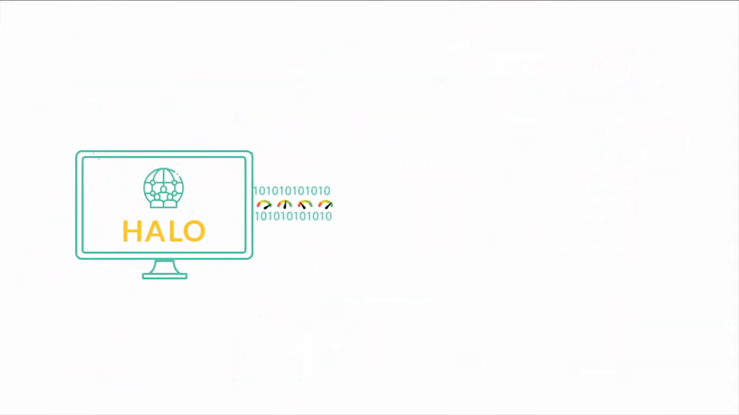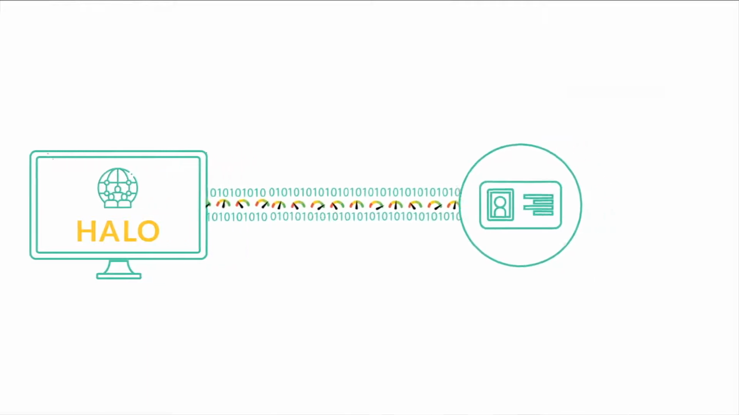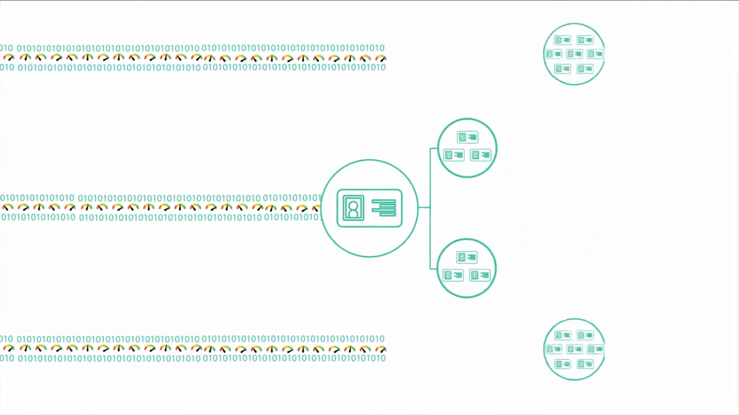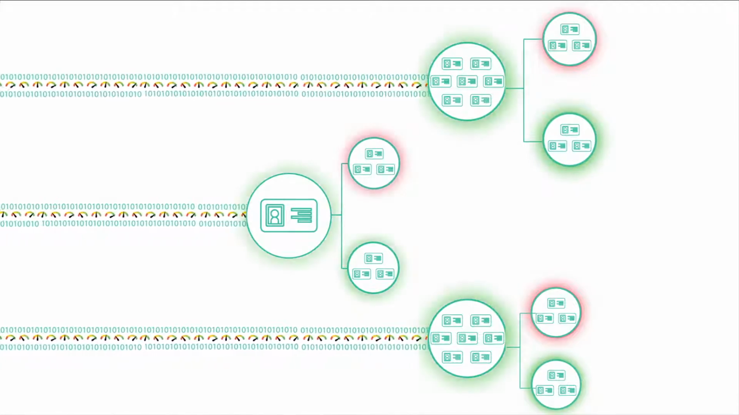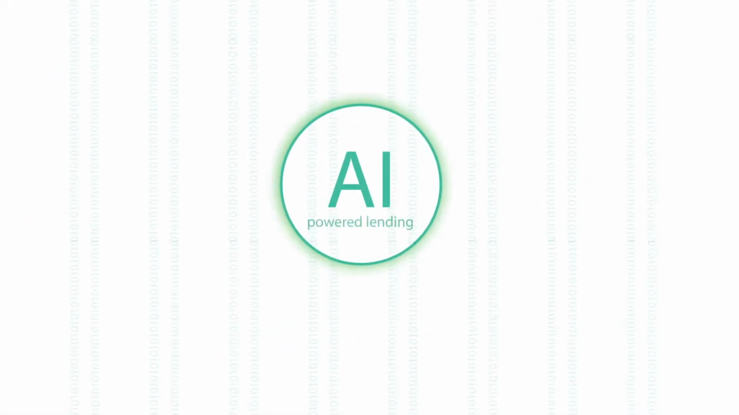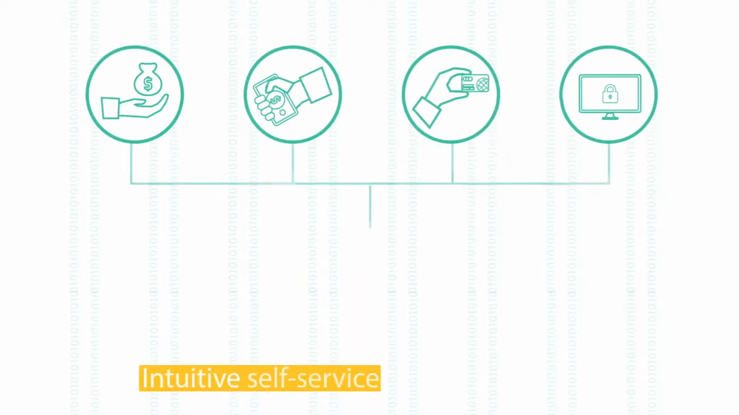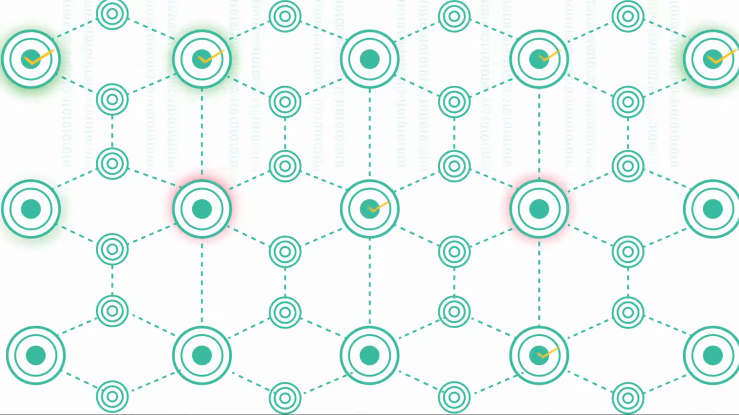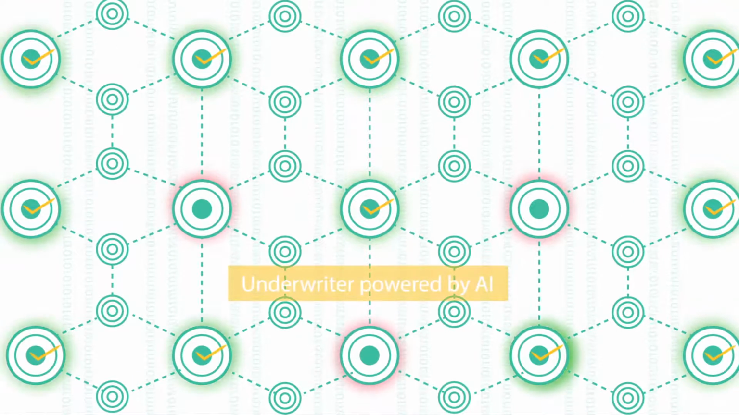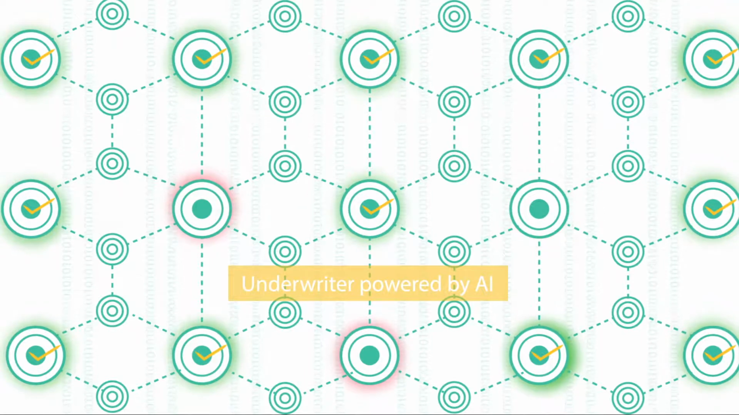Halo, with its self-learning models, considers millions of data points, alongside credit scores to identify creditworthy borrowers. Enter the world of AI-powered lending with Halo. Halo does all this with an intuitive self-service user interface that allows you to easily upload data and train models. It bundles the functionality of an underwriter with the power of AI to deliver accurate results.